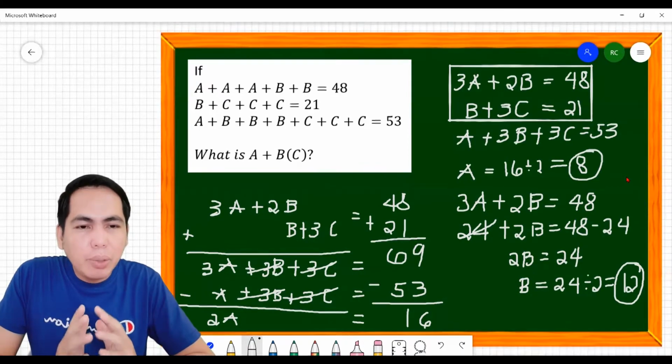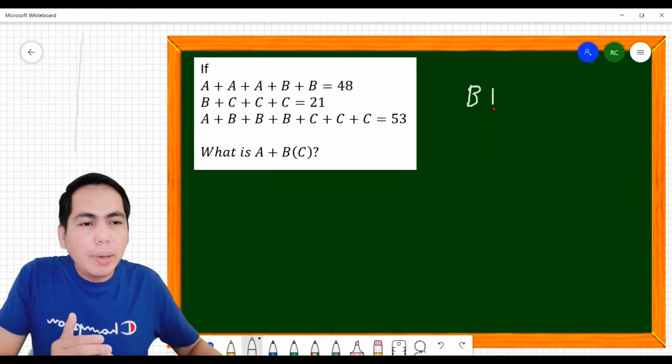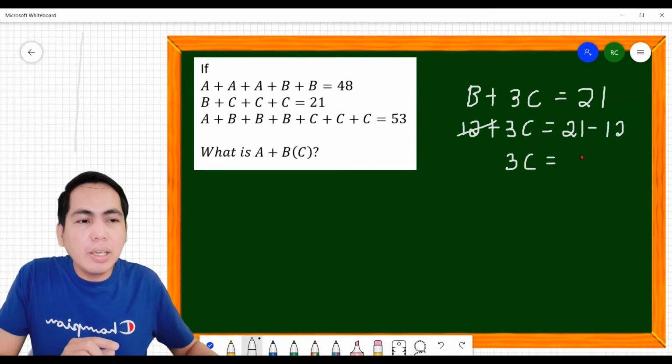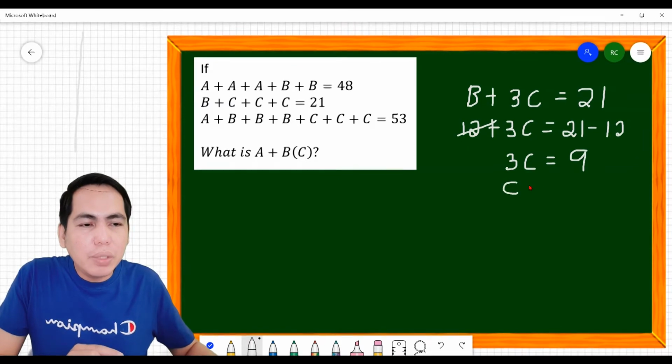The last task is for us to identify the value of C. So we know that B plus 3C is equal to 21 and B is 12. So 12 plus 3C is equal to 21. We can subtract both sides by 12. So we can cancel this 12 and here minus 12 to give us 3C is equal to 9, because 21 minus 12 is equal to 9. So 3C is equal to 9. So the value of C is equal to 9 divided by 3 to give us 3.